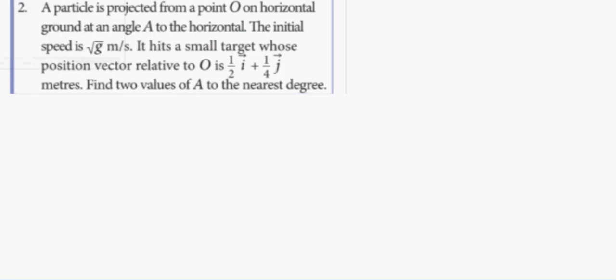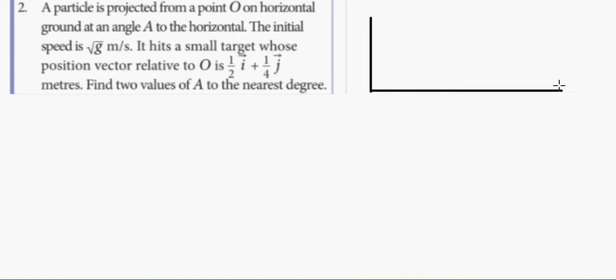So, a particle is projected from point O on horizontal ground at angle A to the horizontal. The initial speed is root g meters per second. It hits a small target whose position vector relative to O is a half i plus a quarter j meters. Find two values of A to the nearest degree. Draw yourself a nice picture.